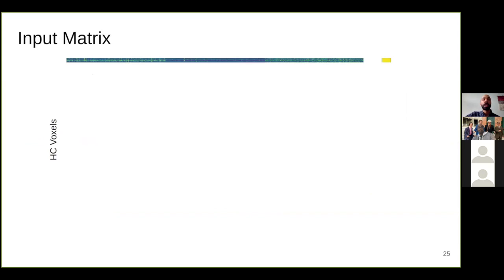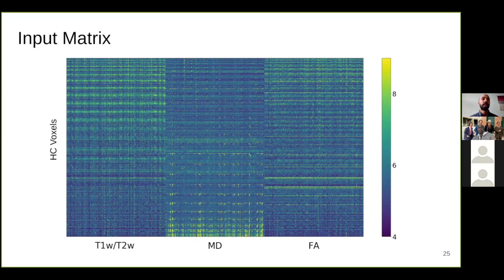So then we took that data and built an input matrix that looks like this. As previously shown, each row is a hippocampal voxel, and each column is a subject metric combination. So here, the input is actually, or you can visually see three different chunks according to the three different metrics.